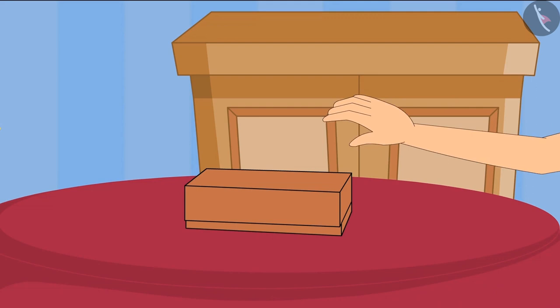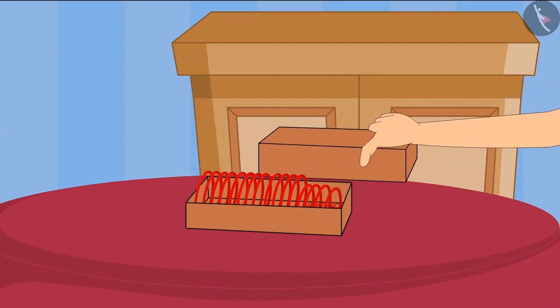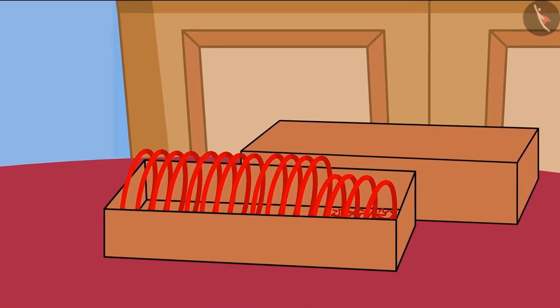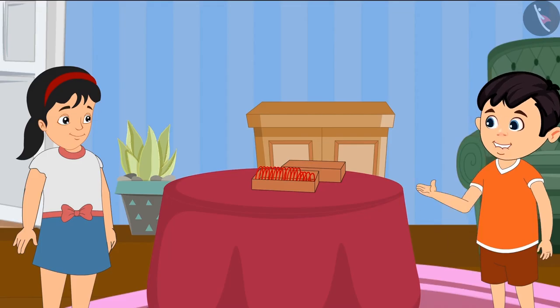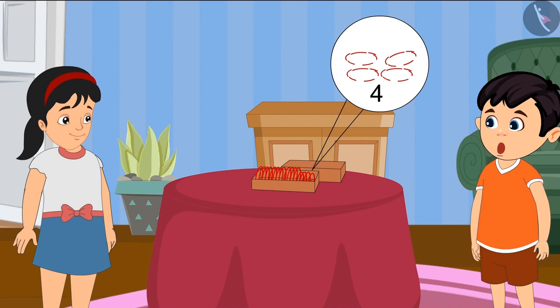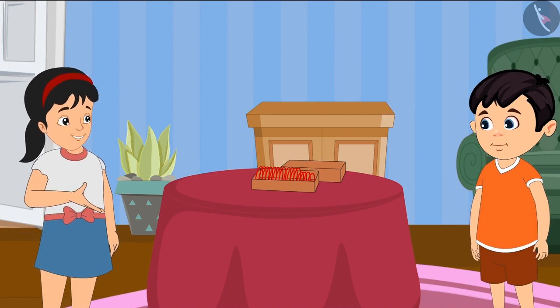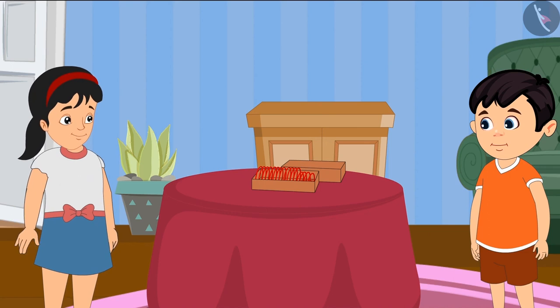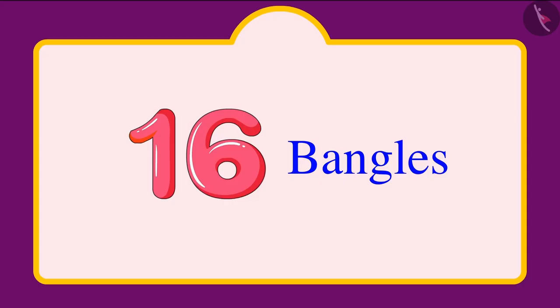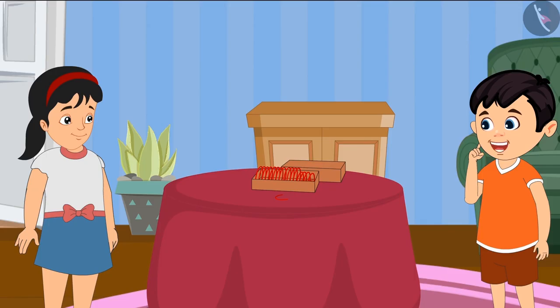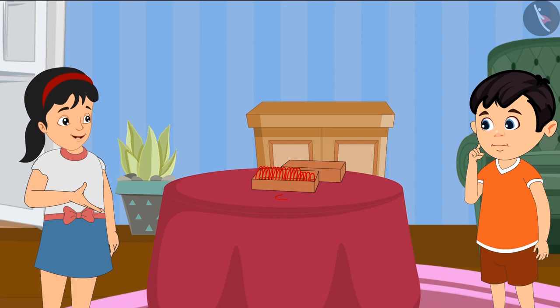When they opened the box at the house, they saw 4 bangles were broken. Looks like they broke on the way. Aarti, see what happened? 4 bangles are broken in the box. Chotu, now how many bangles are left? Come on, let's remove the broken bangles one by one and count the remaining bangles. Removed 1 from 16 bangles. Now we are left with 6 bangles. Hey, but it looks like we have more than 6. Hey Chotu, you are counting it wrong.